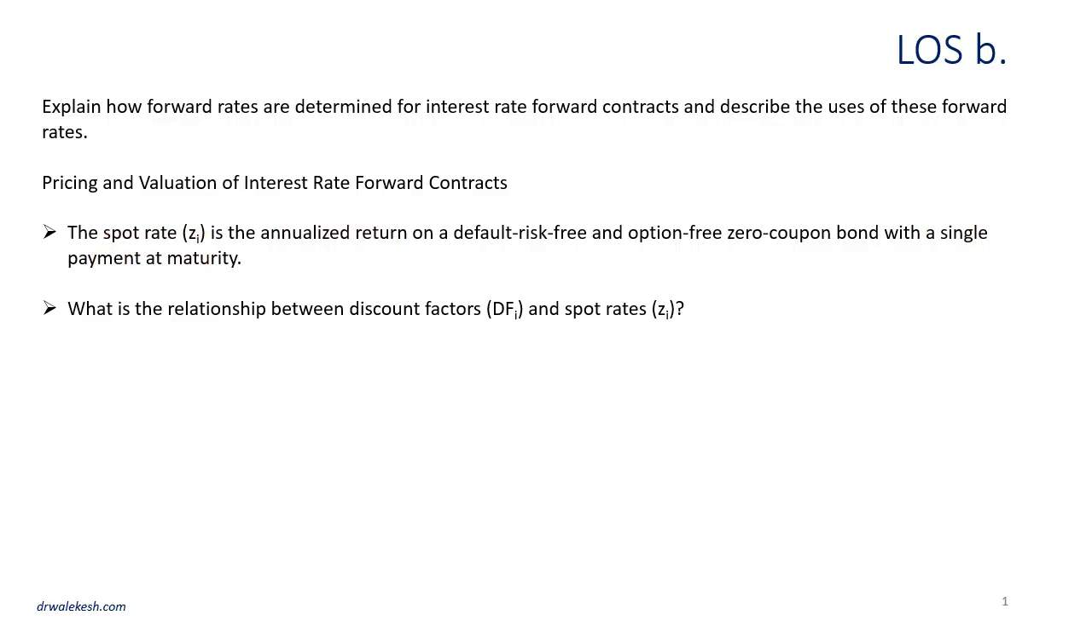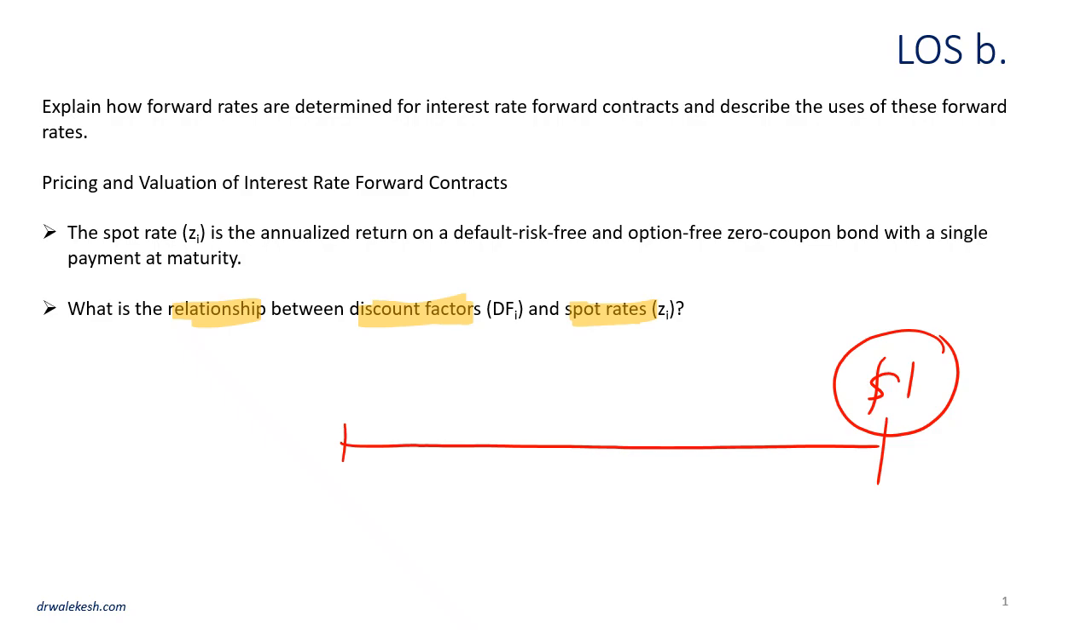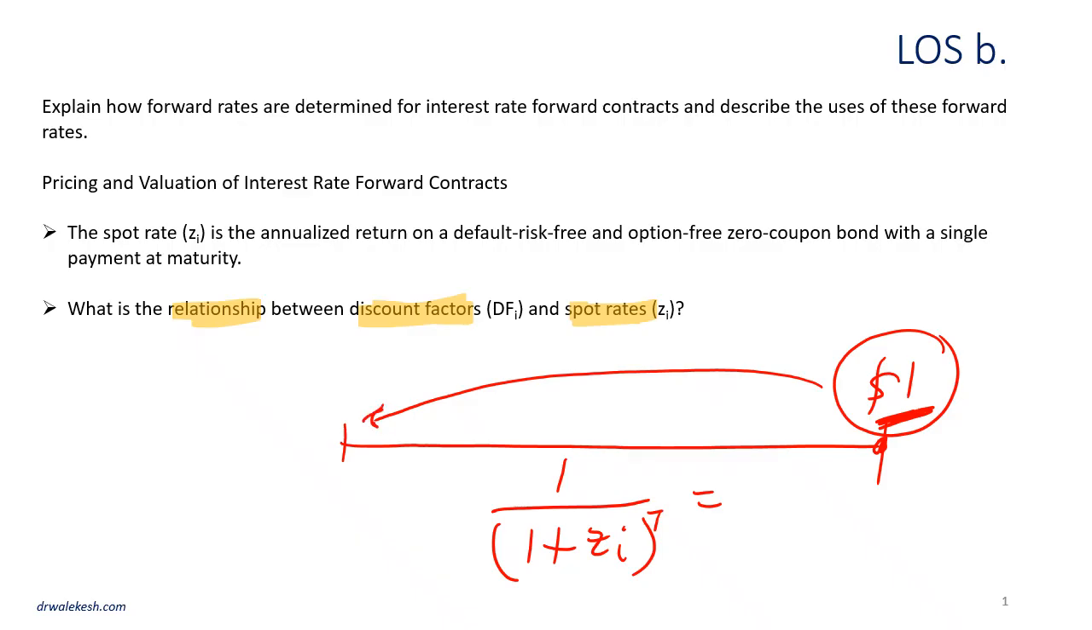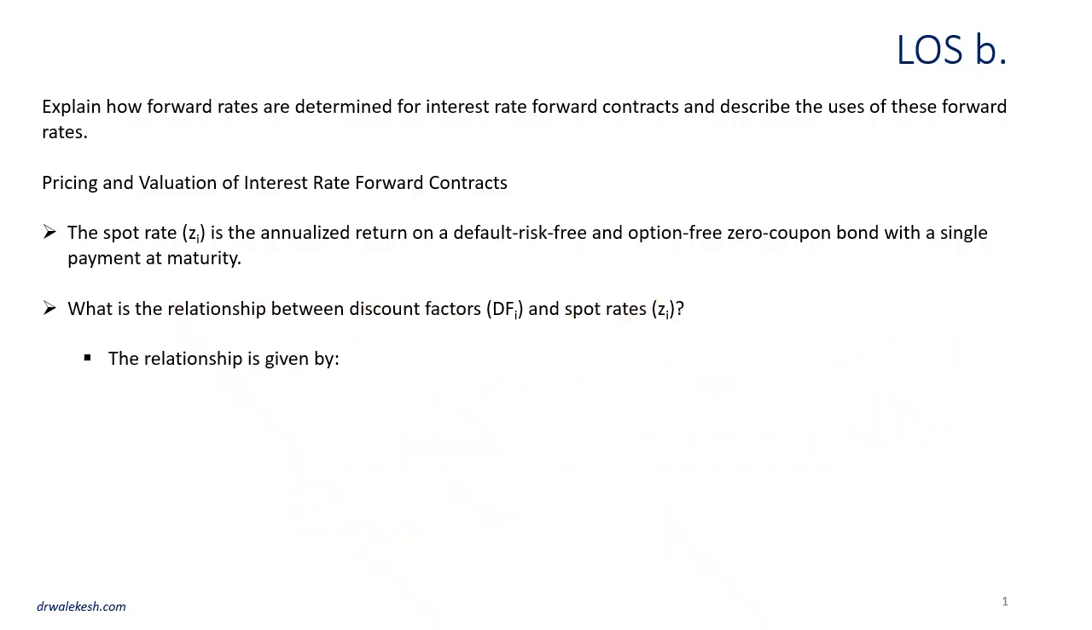The next question is, what is the relationship between discount factors and spot rate? So that we are all on the same page, we would use the same example. You are expecting $1 in the future. To discount this $1 in the future, you would discount it using the spot rate. From discounting this $1 back to today, the value you will have today is what we call the discount factor. So we have it here.